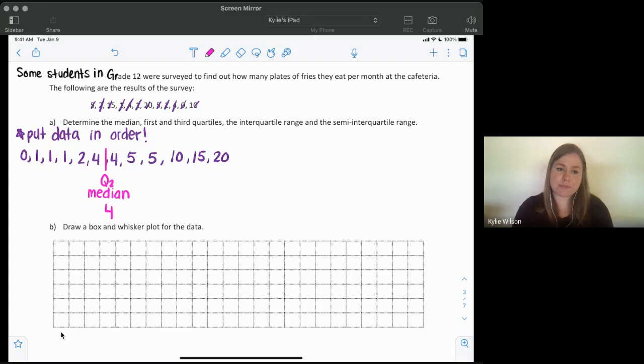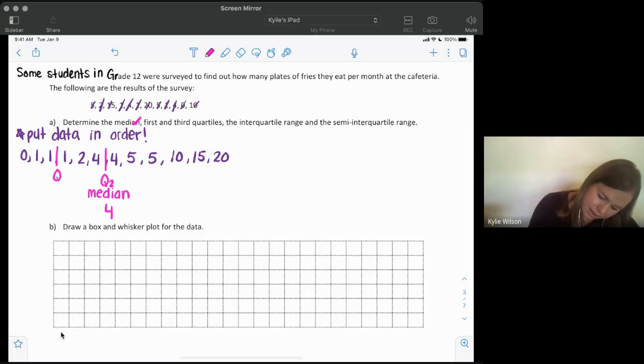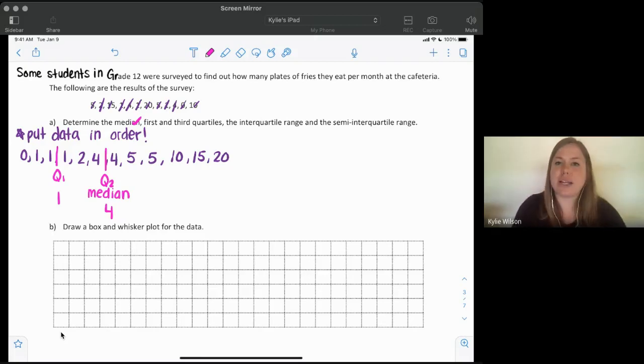Now we want to find our first quartile. We found our median, so let's find the first quartile. I look at the data on the left-hand side, and I want to find the value that's right in the middle. That would be right here. There's our first quartile, and it's between 1 and 1, so it's 1.